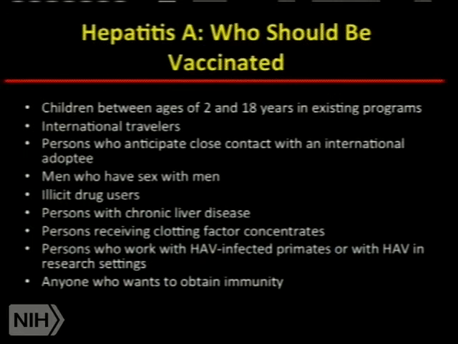So finally, who should be vaccinated for hepatitis A? As I mentioned, all kids between ages 2 and 18 should receive a vaccination. International travelers traveling to areas where the virus is endemic. Persons who anticipate close contact with an international adoptee, men who have sex with men, illicit drug users, persons with chronic liver disease, persons receiving clotting factor concentrates, persons who work with hepatitis A infected primates or in the research setting, and finally, anyone who wishes to obtain immunity.